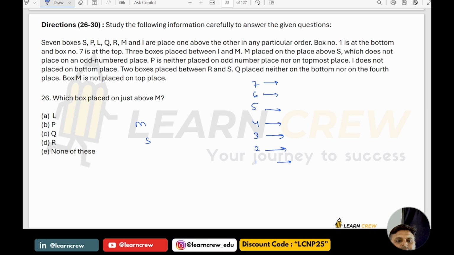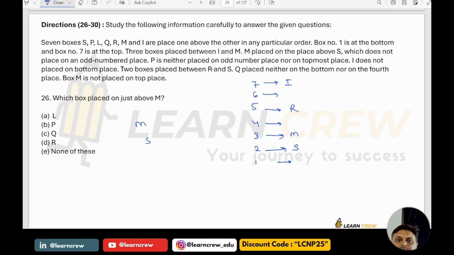So please observe here. It is given that M is placed on the place above S. S is not on an odd numbered place, so S is in an even numbered place, which means it can be 2, 4 or 6. I am taking S as here and M is above that. And 3 boxes are placed between I and M. So 1, 2, 3. So I has to be here. Now we have 2 boxes placed between R and S, which means here we have to have R.